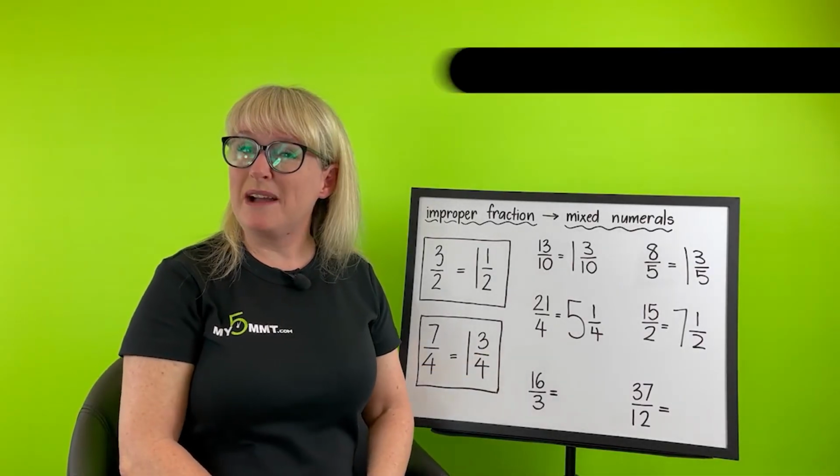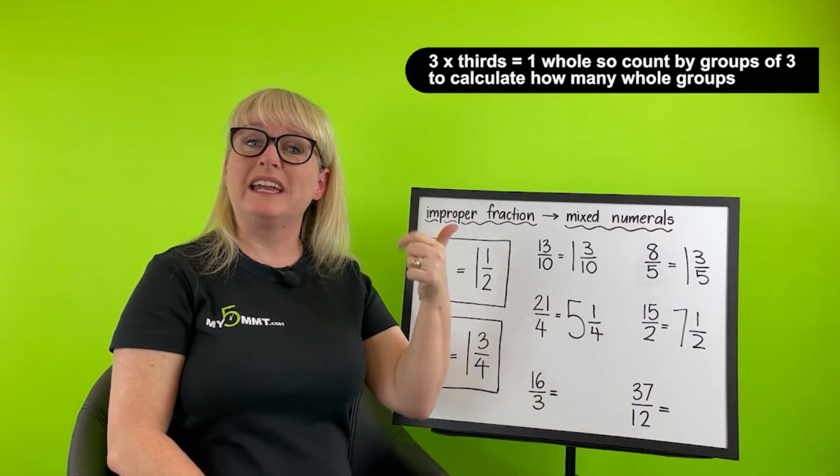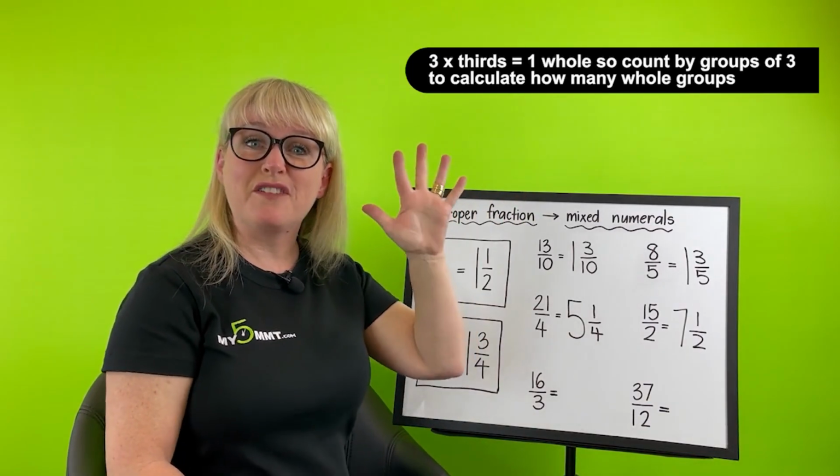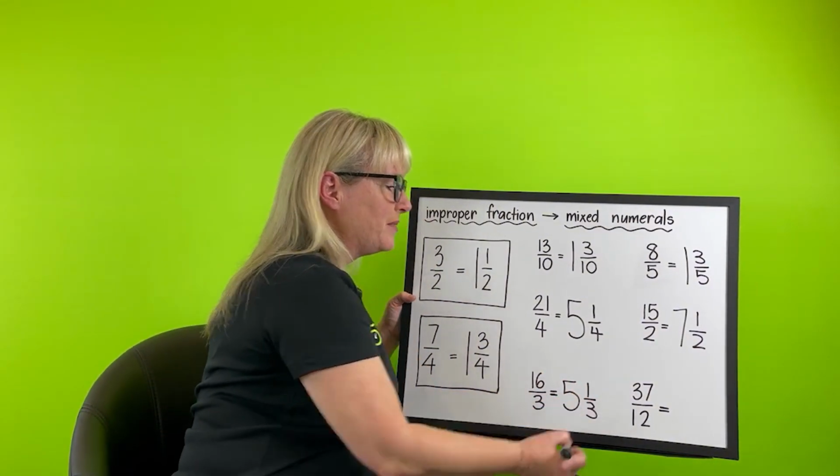16 thirds. I'll count by 3s because I need 3 to make one whole. So I say 3, 6, 9, 12, 15. I've got 5 whole groups and 1/3 left over.